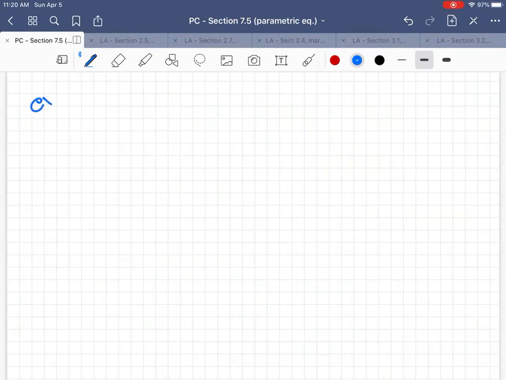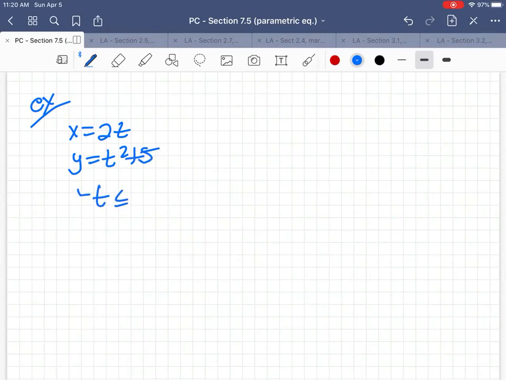So our first example is going to be just what I wrote in the last page. I have x equals 2t and y equals t squared plus 5. All right, and I'm going to tell you that t is going to be between -3 and 2. All right, and so when you do this, a lot of times it's advantageous to make a table or you can turn it back into a regular rectangular equation.